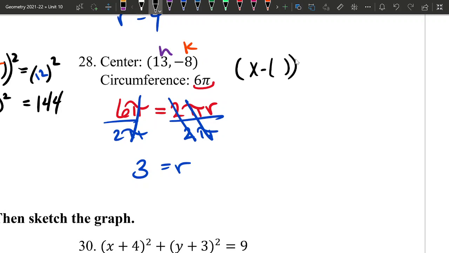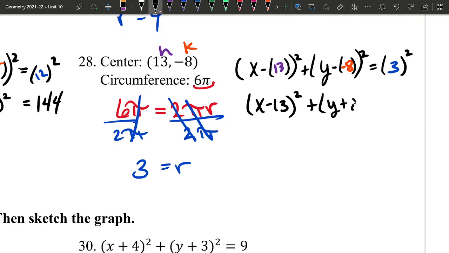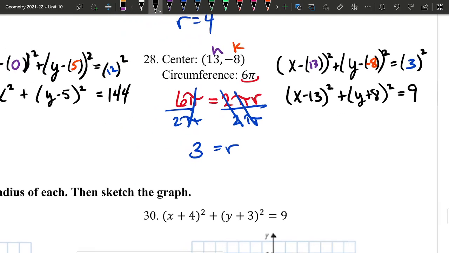X minus blank squared plus y minus blank squared equals blank squared. Plug in the 13, the negative 8, and the 3. And then write it again. x minus 13 squared plus y plus 8 squared equals 9. There's really not much to writing the equation of a circle, and those blank parentheses make a huge difference than trying to do it without them.